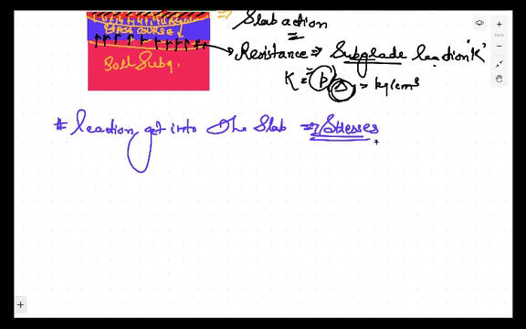If there is a simply supported beam, it has a support at both the ends. Here the support is not at the end; the support is all throughout the slab, along the length of the slab. It means the support will offer resistance. That resistance is known as the modulus of subgrade reaction, which is the subgrade reaction.